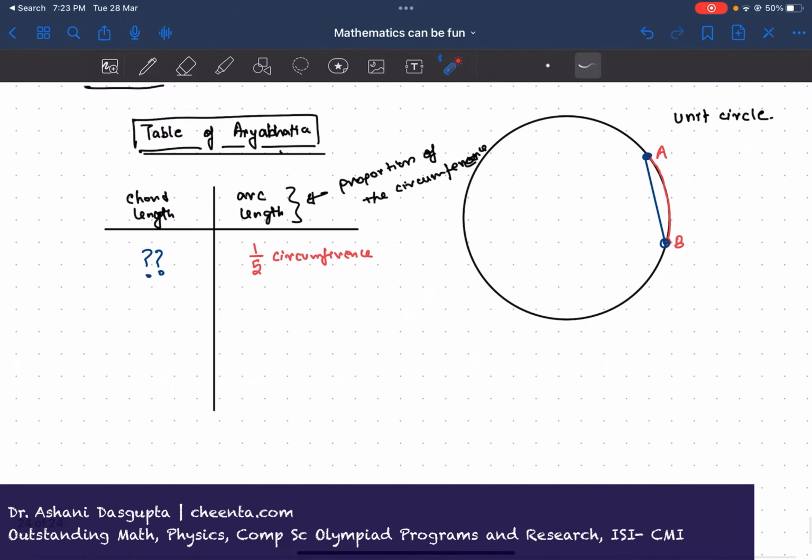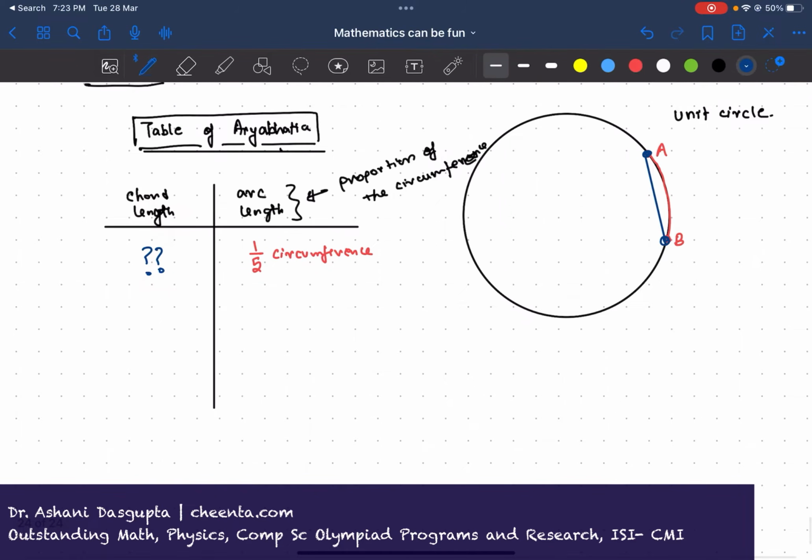It could be the other way around. I tell you the length of the chord, maybe the length of the chord is 1/7. And then I ask you what proportion of the circumference does the end point of the chord subtend. So the arc from the end points of the chord, what proportion of the entire circumference is that? So it can go both ways.